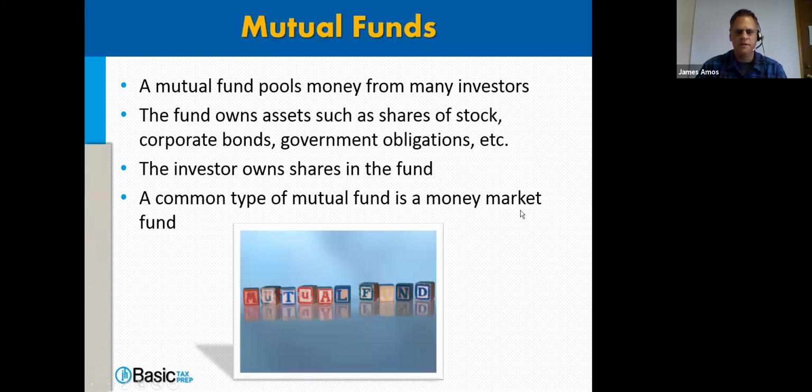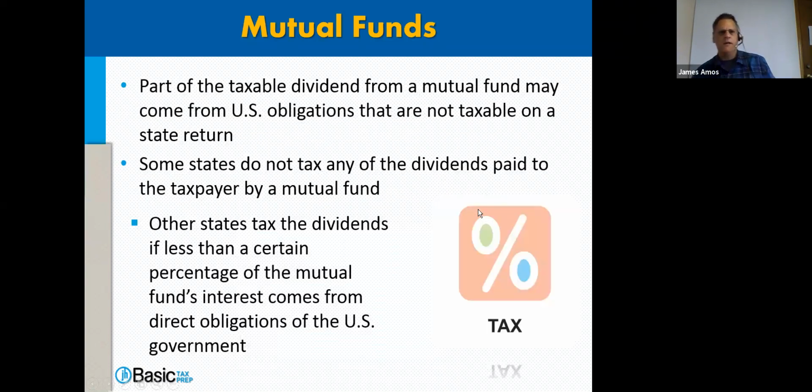That's one that's usually done by a bank. But that's not true. Even investors do this. You can have different kinds. This is a very common kind, but it's not the only kind. But that's all a mutual fund is, okay? So part of the taxable dividend from a mutual fund might actually come from a U.S. obligation. And we know that states cannot tax U.S. obligations.